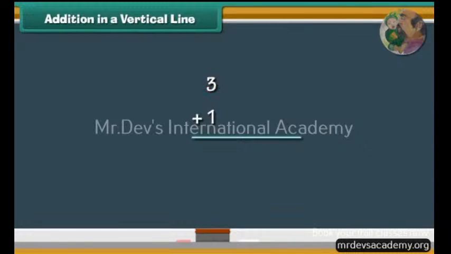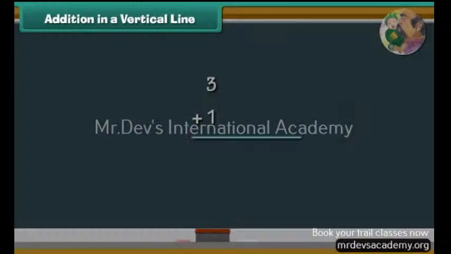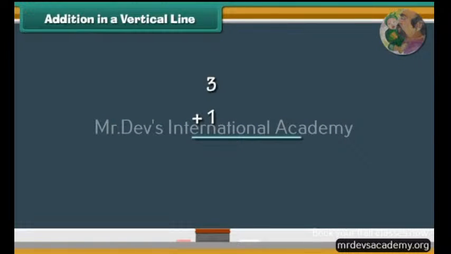What is 3 plus 1? Write the two numbers one below the other. Draw 3 vertical lines next to 3. Draw 1 vertical line next to 1. Count the vertical lines. 1, 2, 3, 4. 3 plus 1 is 4.